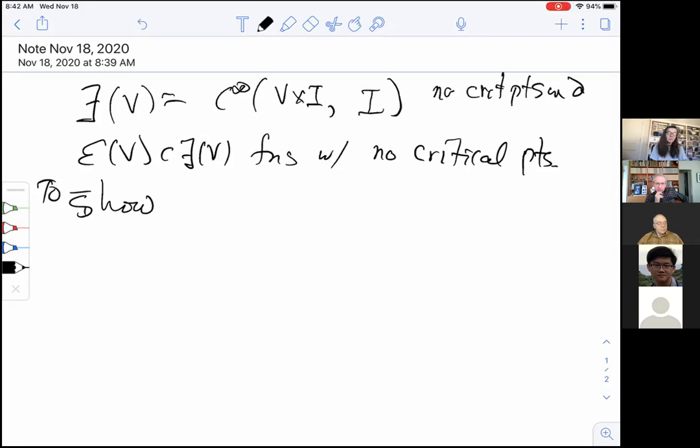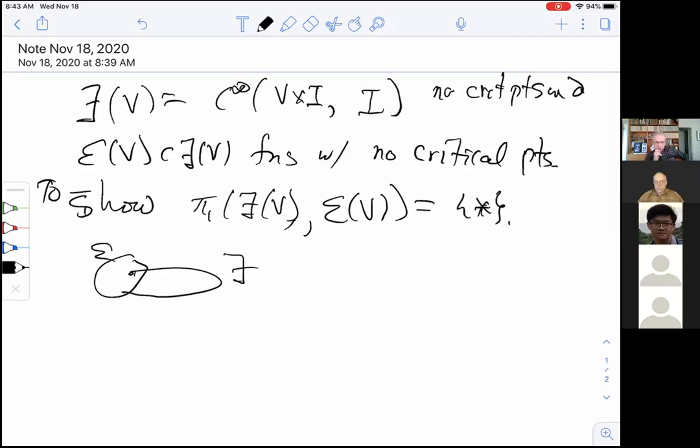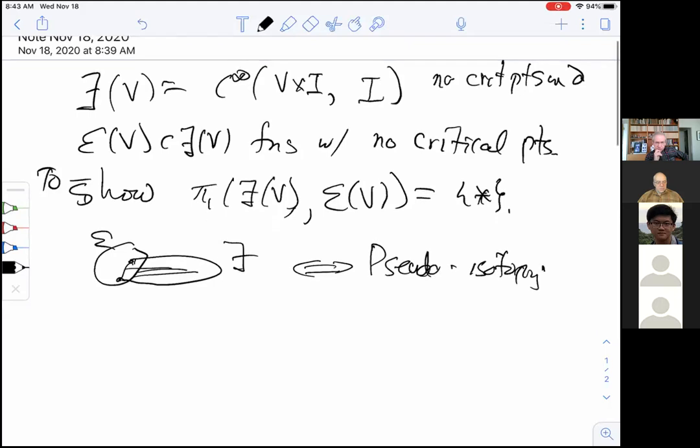So equivalently, since F is contractible, paths in F of V with endpoints in E of V, there's only one homotopy class, which means that given any path in F with endpoints in E, it deforms to a path in E. And we showed early on that this is equivalent to the pseudo isotopy theorem. So that's what we're studying.